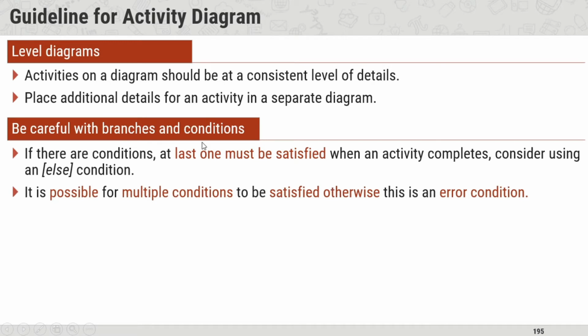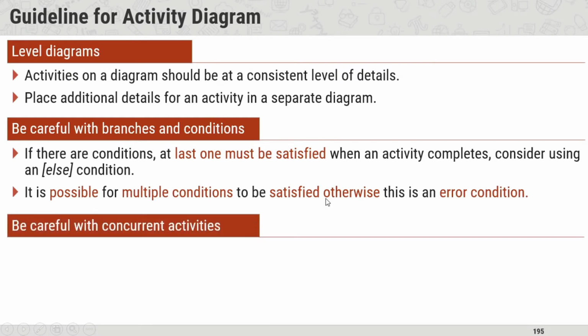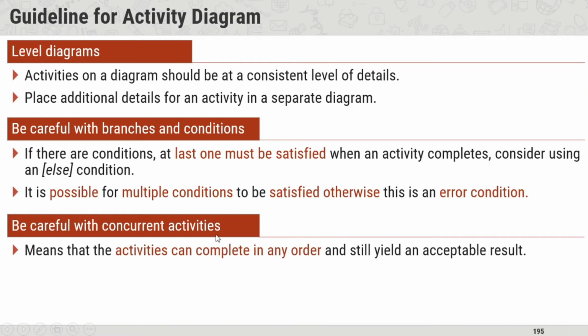Be careful with the branches and conditions. If there are conditions, at least one must be satisfied when an activity completes. Consider using an else condition. It is possible for multiple conditions to be satisfied, otherwise this is an error condition. Be careful with concurrent activities, which means the activities can complete in any order and still yield an acceptable result.